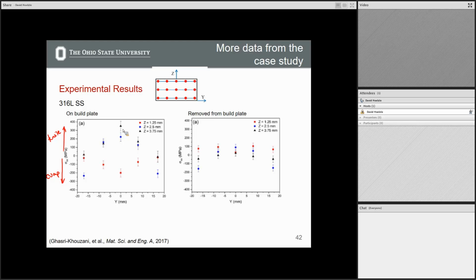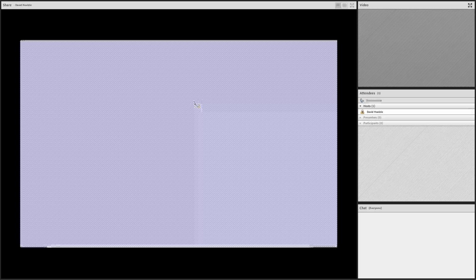And then we release this from the build plate, and you can see that now the areas that were low in terms of Z height are now tensile, and the ones that were high are now compressive. So before, if you look at the before scenario, actually I want the schematic. I'll go back to this a second.